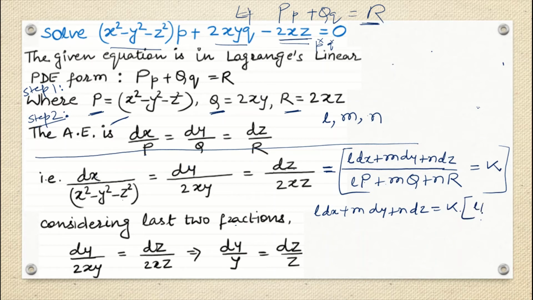K into Lp plus Mq plus Nr. Fine. So these things we had said. Suppose this Lp plus Mq plus Nr will be 0. So in that case, it will be L dx plus M dy plus N dz equals 0. And in that case, the integration part will be easier. Fine. So now we will be seeing whether we can use this in the same fashion, or there will be some difference.